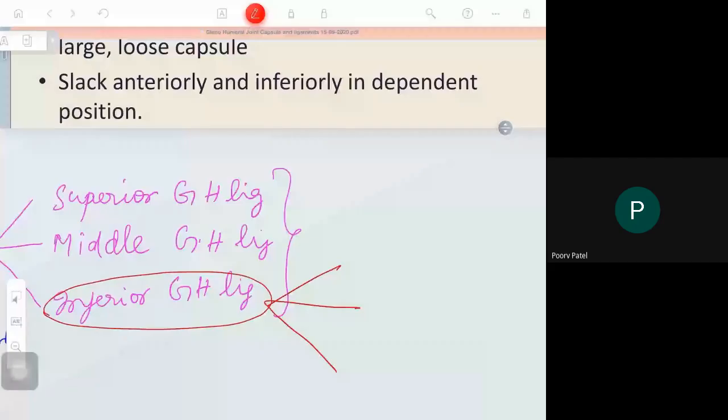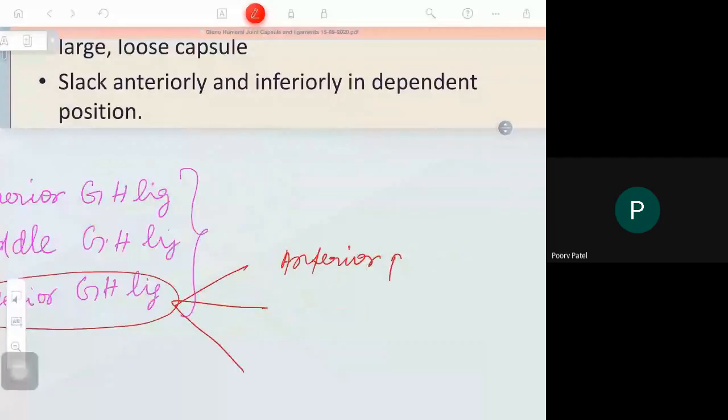Another name for this inferior ligament: it is again divided into three bands or three parts. One is the anterior part, the inferior part, and the posterior part. So this inferior part is otherwise called the axillary pouch. Clear? Now I will show all these ligaments in the diagram.